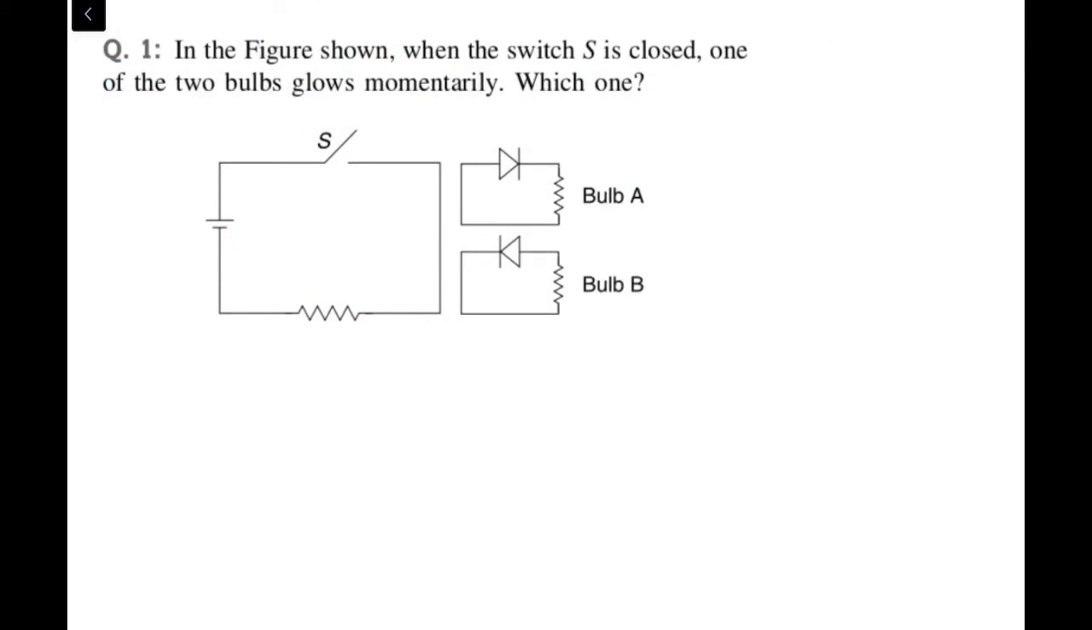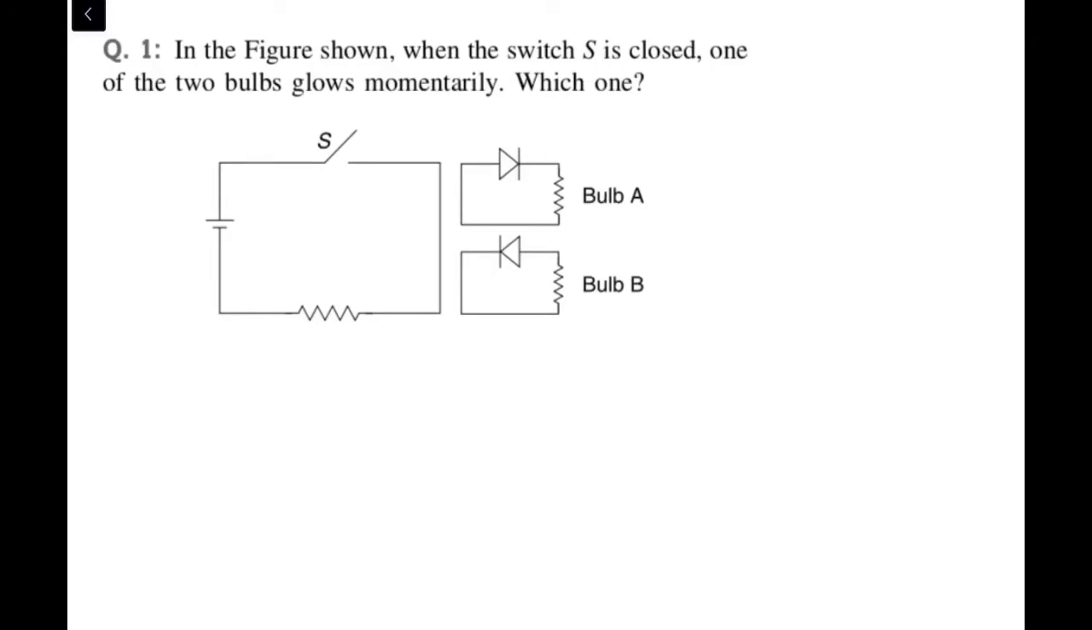So, today we are going to discuss main questions from chapters 6, 7, 8, 9, 10 of plus 2. So, here you can see a question. In the figure shown, when the switch S is closed, one of the two bulbs glow momentarily. Which one is that? This question is from electromagnetic induction.